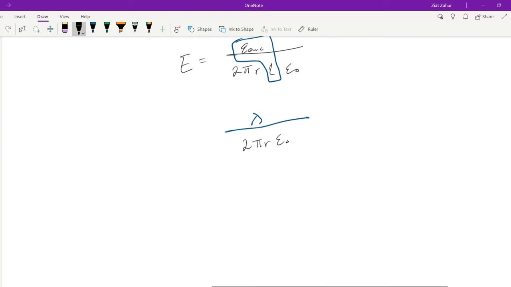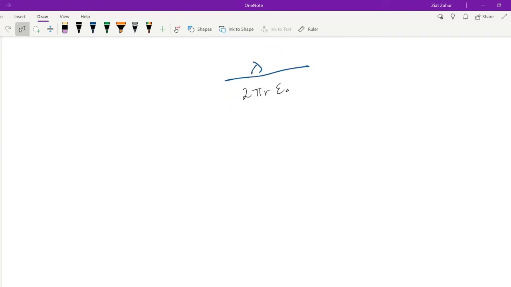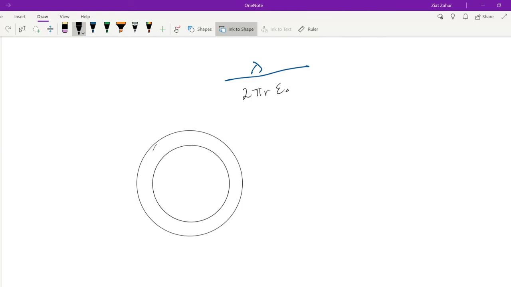So charges. So let's do those things. Let's say you have two. Yeah, very good. Ah, interesting. So we have this hollow spherical shell.